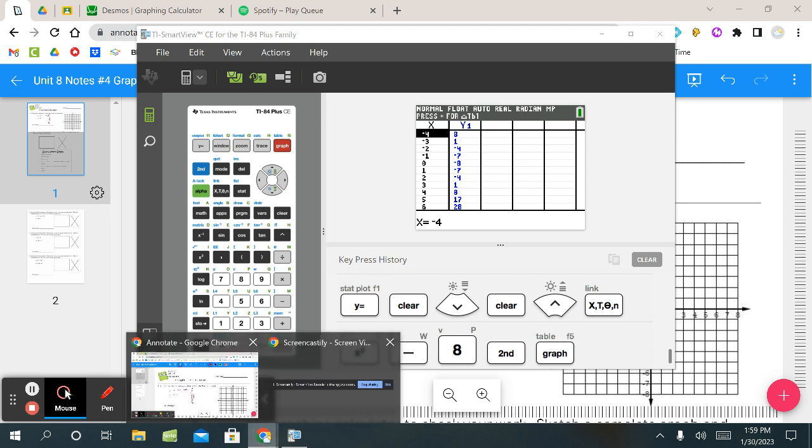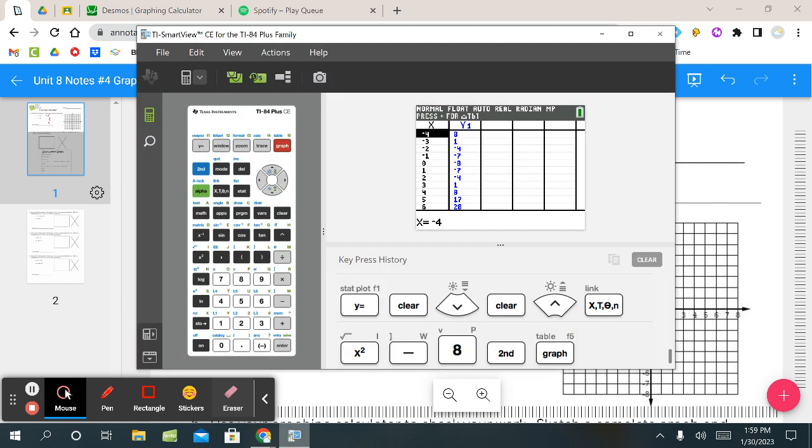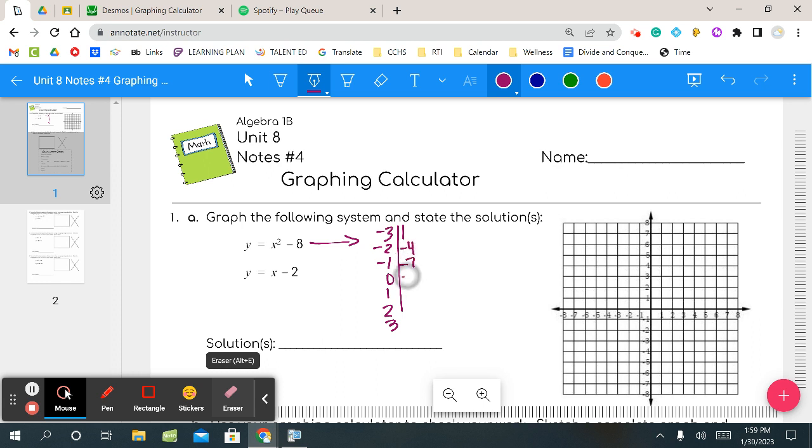So -3, 1. Then we have -2, -4, -1, -7, 0, -8, 1, -7, 2, -4, and 3, 1. So get those plotted. Okay, we're gonna create our parabola, our parabola for our quadratic function.